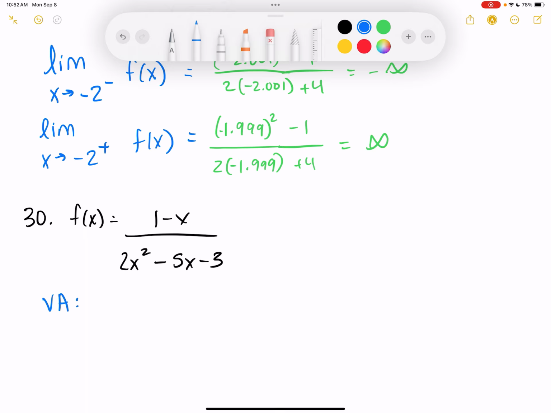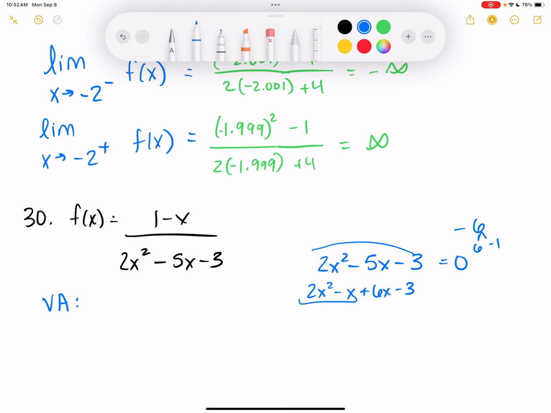So 2x squared minus 5x minus 3. So factors of -6 that give us -5 would be +6 and -1. So I would say 2x squared minus x plus 6x minus 3. Would it be -6x plus x? Yep, it would be.